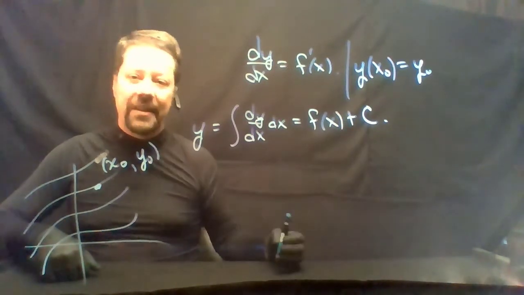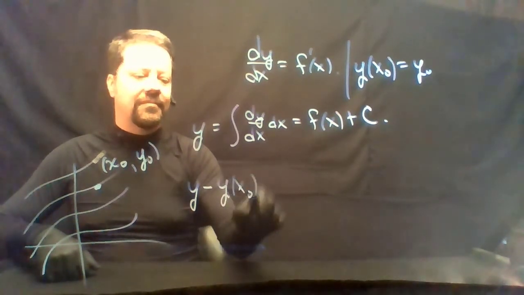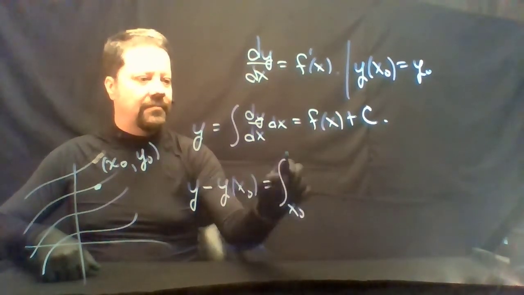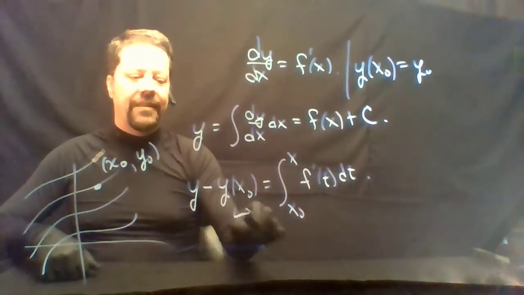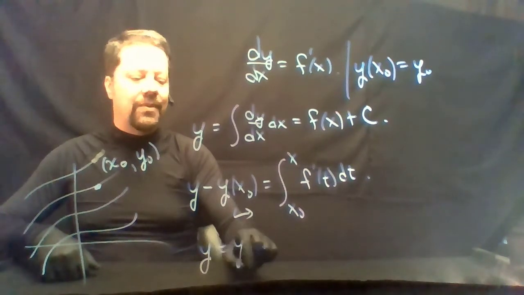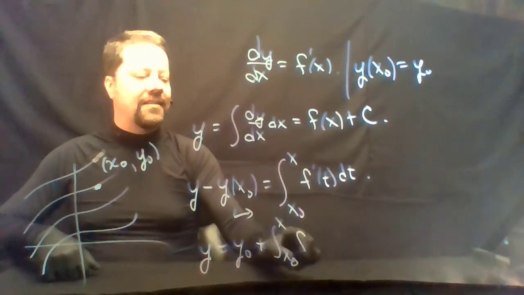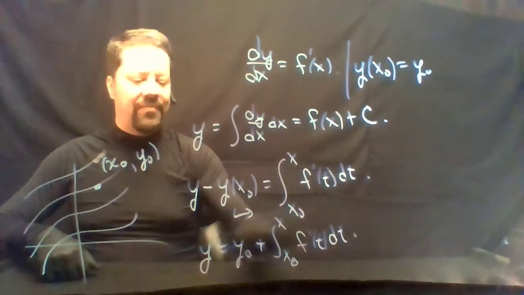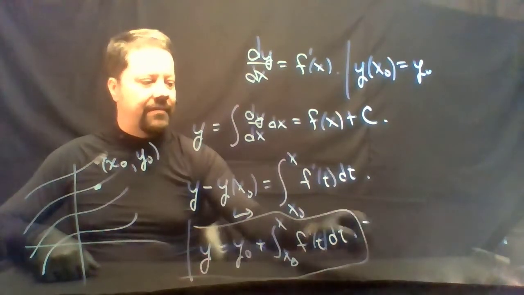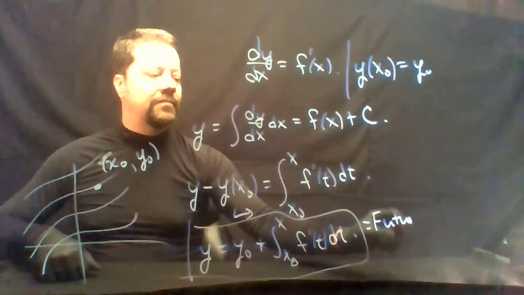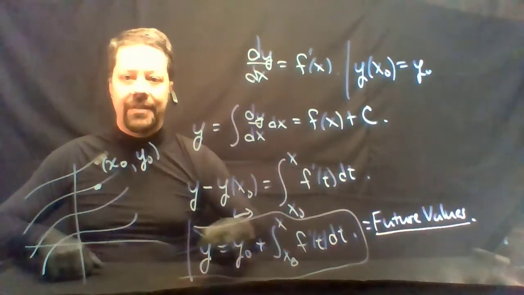You can incorporate this piece of initial data into the integral. Moving this over, you can get y equals that y naught plus the integral from x naught to x of f prime of t dt. So here we get the future values of whatever this function is.